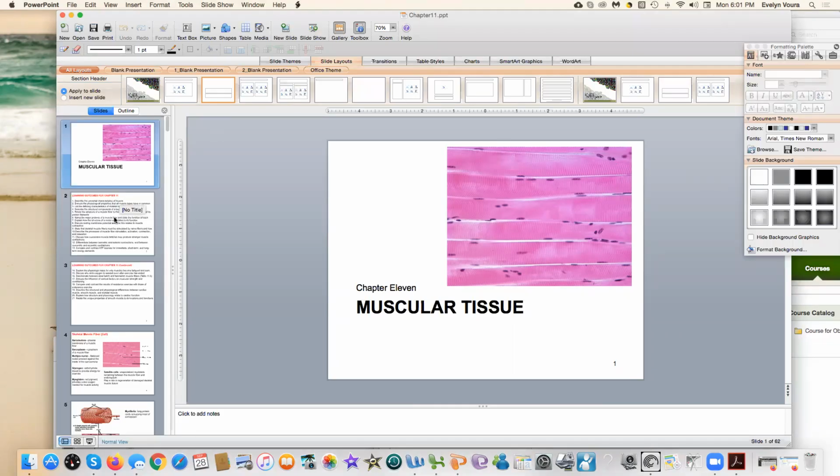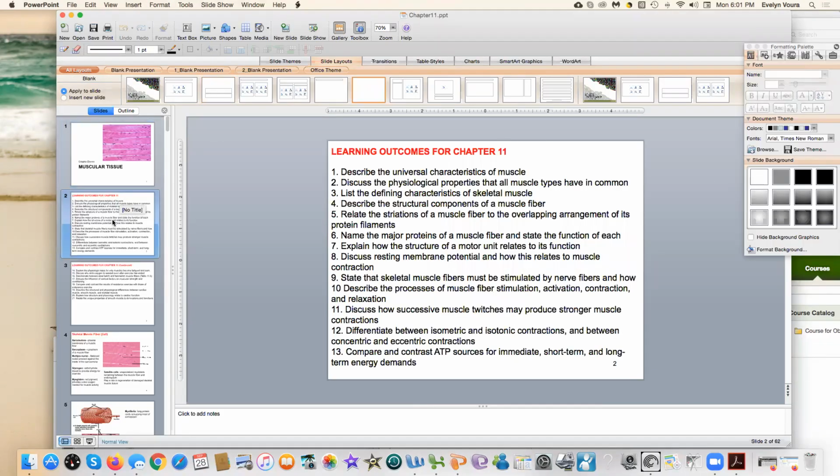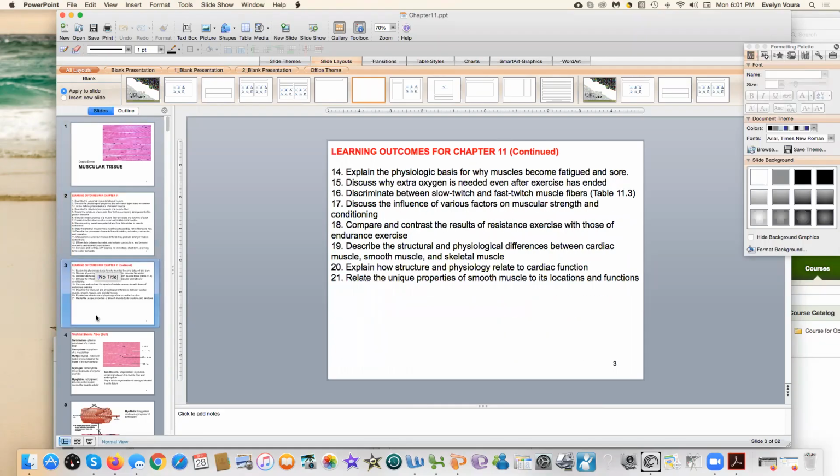All right. So here are your learning outcomes as usual, but again, focus on the study guide.